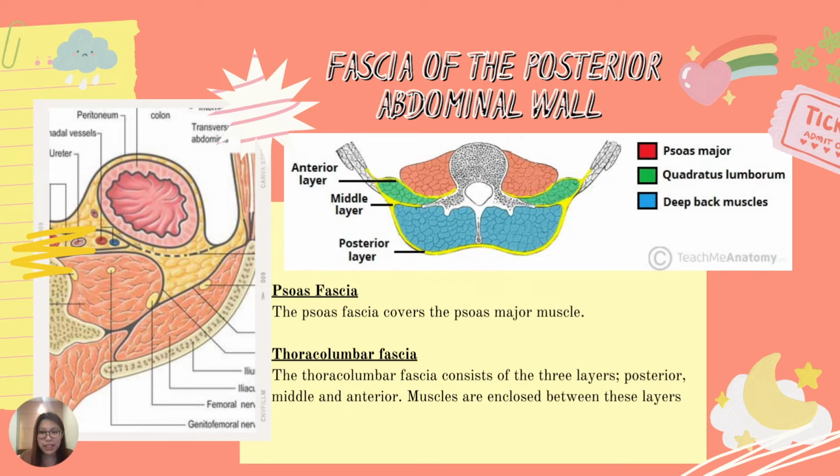The psoas fascia covers the psoas major muscle. It is attached to the lumbar vertebrae medially, continuous with the thoracolumbar fascia laterally, and continuous with the iliac fascia inferiorly. The thoracolumbar fascia consists of 3 layers: posterior, middle, and anterior. So the muscles that are enclosed between these layers are the quadratus lumborum, which is between the anterior and middle layers, and the deep back muscles, which are between the middle and posterior layers.